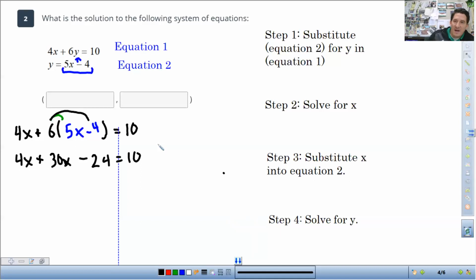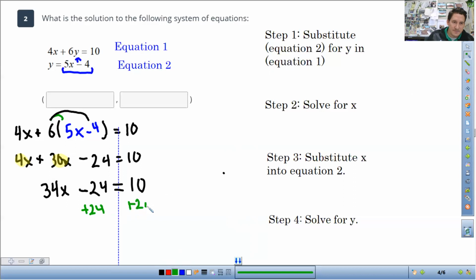All right. Next, we need to combine like terms. So our like terms here, clean up this left side. We have two sets of x's. Since they're on the same side, you just combine them. 4x combined with a 30x is 34x minus 24 is equal to 10. Now I'm going to eliminate the minus 24. I'm going to add 24 to both sides. So I get 34x is equal to 34.